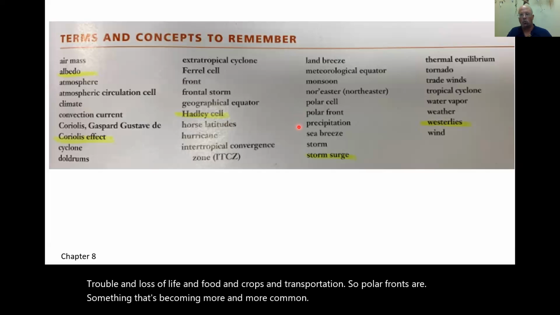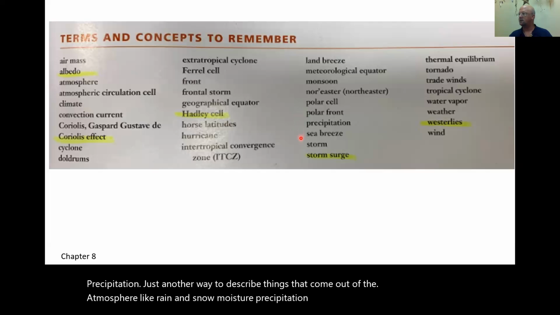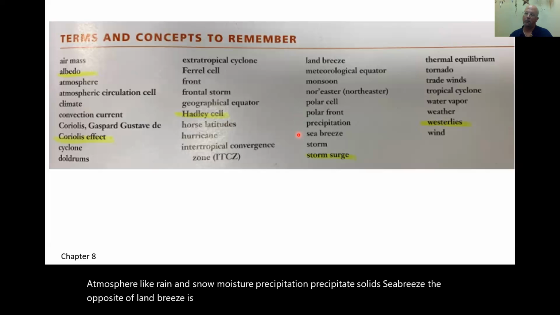Precipitation, just another way to describe things that come out of the atmosphere, like rain and snow. Moisture precipitates, right? That's all it is. Sea breeze, the opposite of land breeze, is coming from the sea. Typically, they tend to be cooler, and they contain more water.